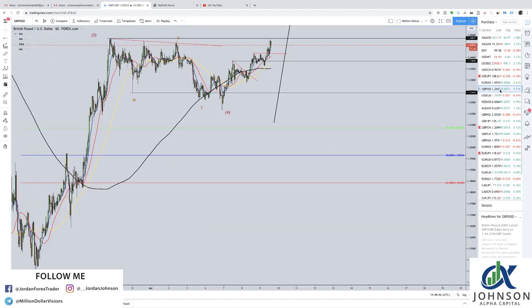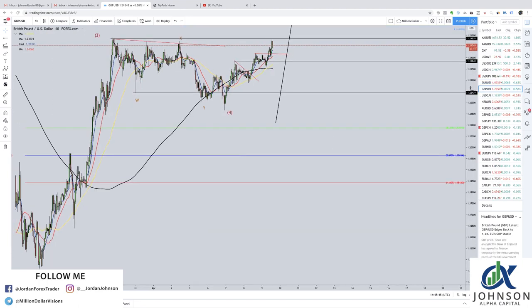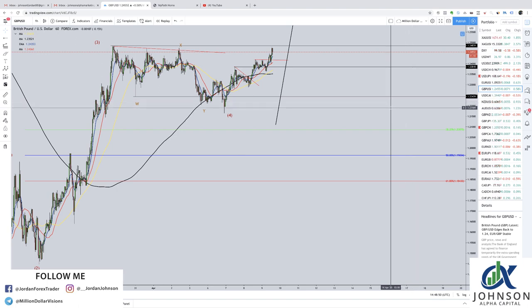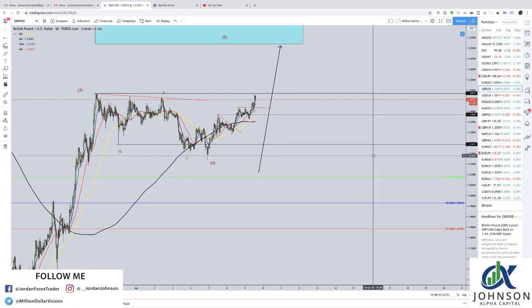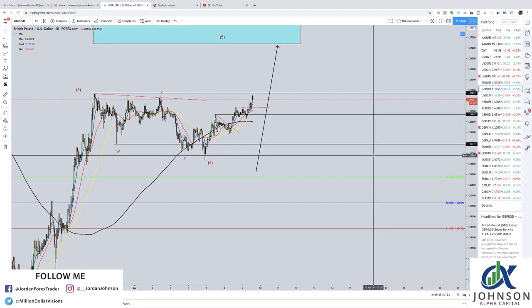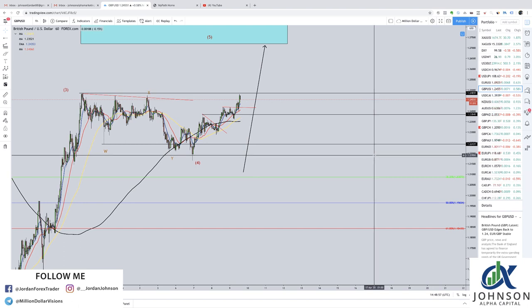Pound dollar, I was in this trade yesterday. I ended up getting out for break even. It didn't quite go like I wanted to. It's going down. It was a good entry on it yesterday. I decided to get long on euro dollar, Aussie dollar, and Kiwi dollar. I left the pound dollar out.